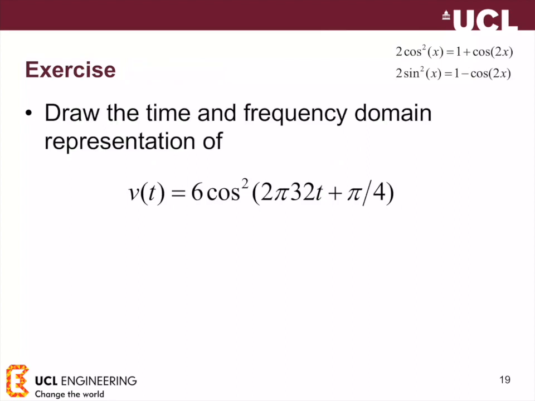So, just on that identity, I'm going to give you another little exercise. How do we go about representing in the time and frequency domain this equation here?